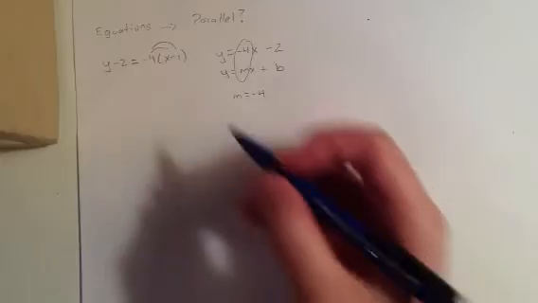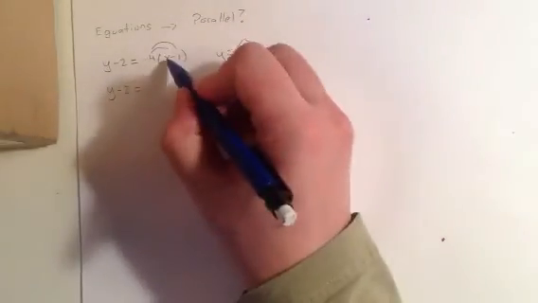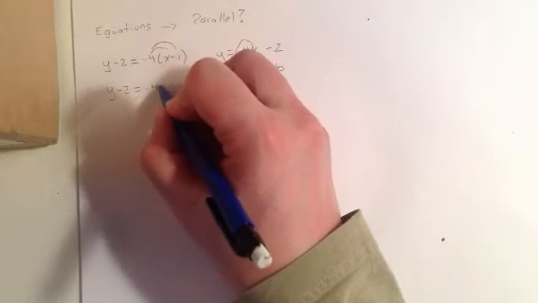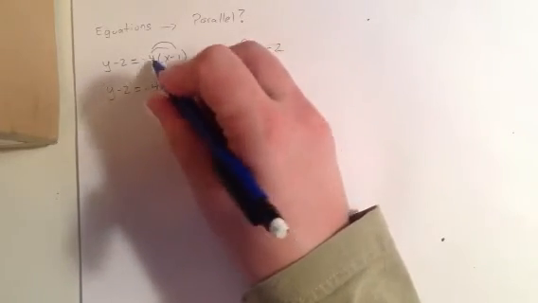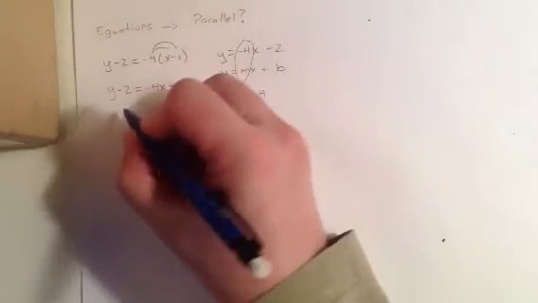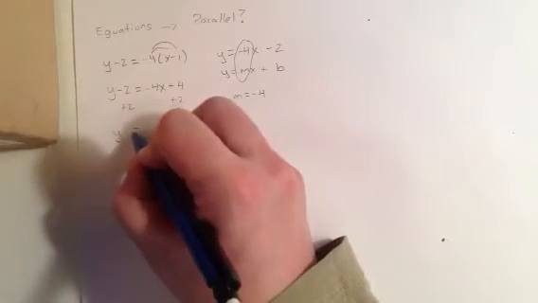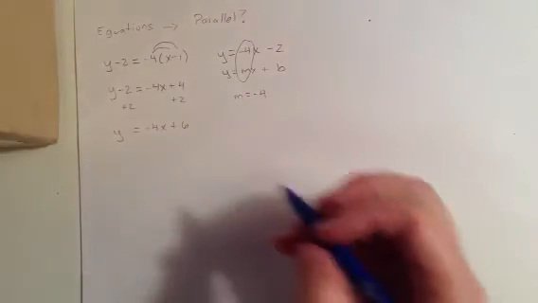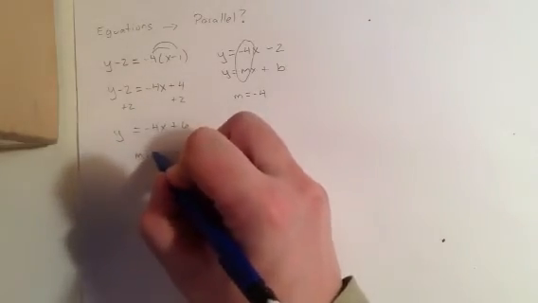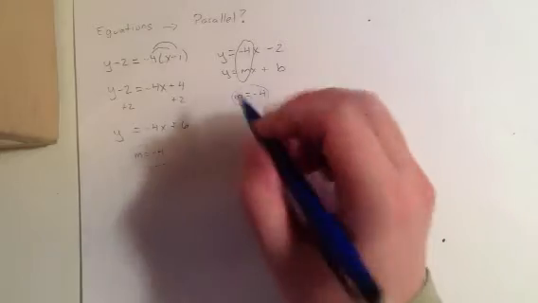So to do that, first thing I'm going to do is distribute this -4. So this will be y minus 2 equals -4 times x is -4x. -4 times -1 will make a +4. Remember, that's negative times negative. And now I need to add 2 to both sides. So I'll get y equals negative 4x plus 6. So what's my slope here? It's negative 4. Are the lines parallel? Yes. Same slope.